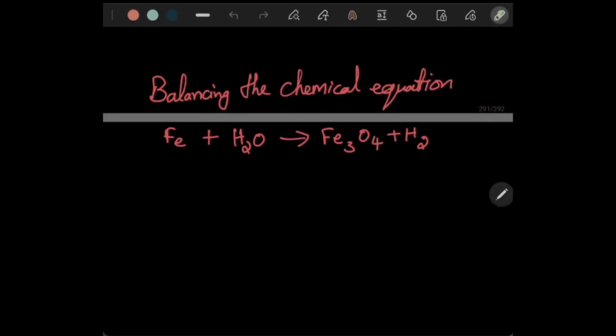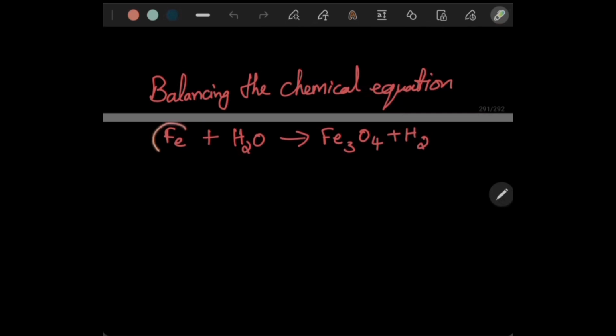Balancing the chemical equation, we have the equation Fe reacts with H2O gives rise to Fe3O4 plus H2. So we have the reactants Fe, which is iron, and H2O, water, and as products we have Fe3O4 and H2. As we see, the equation is not balanced. So how do we check that?